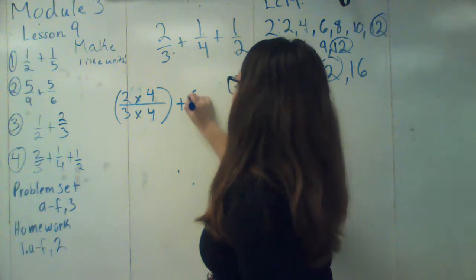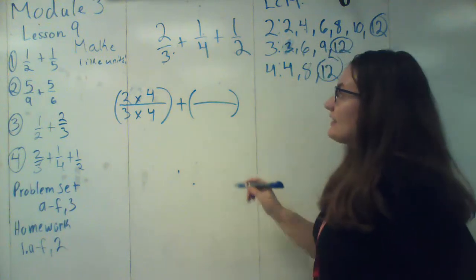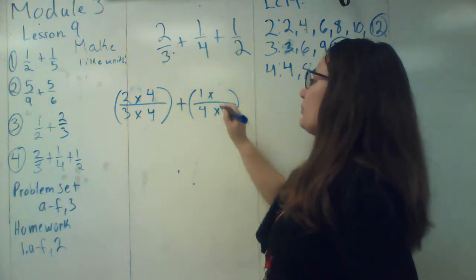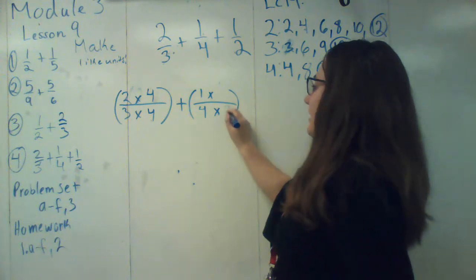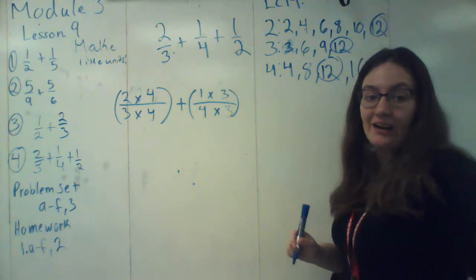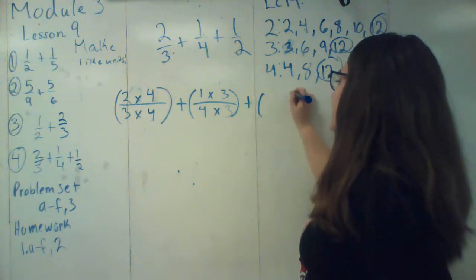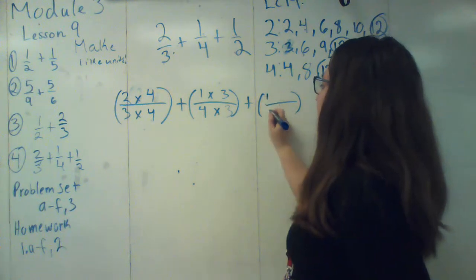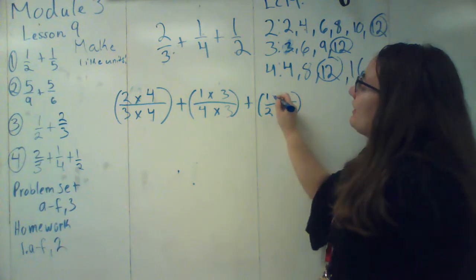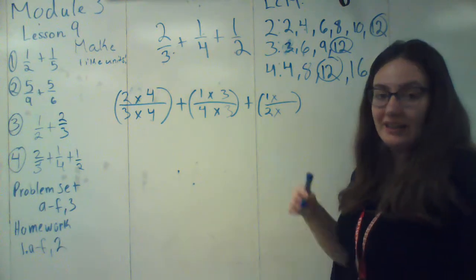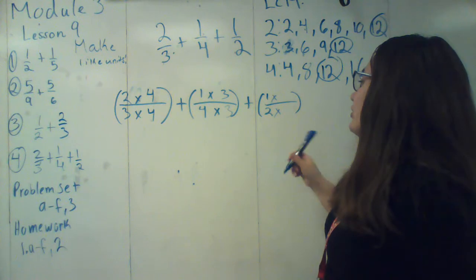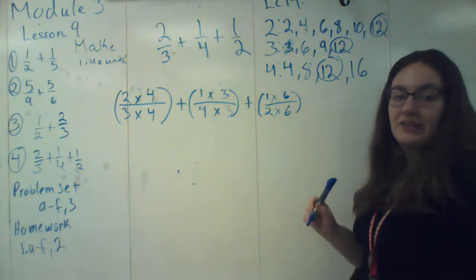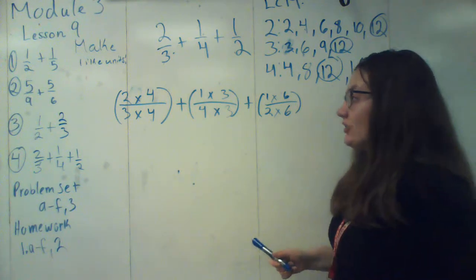And then I'll add, and I'll write a new set of parentheses with a fraction in it. And I'll write a fourth. And I have to think about 4 times what is 12? 4 times 3 is 12, so I put that there. And now I have to do the same thing, but for my very last fraction. And so I write that half in there, and then I multiply it by what I need to make my denominator 12. So 2 times 6 is 12, and then whatever I do to the bottom, I do to the top, and now I'll write my new fractions.